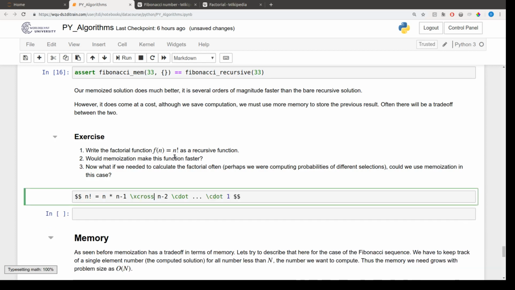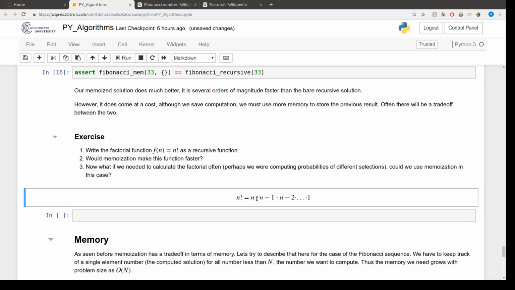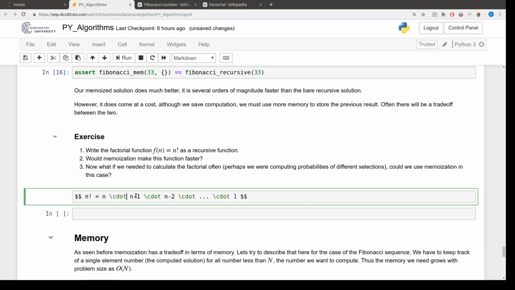Trying to remember my symbols. All right, let's just use dots. Hopefully you're familiar with this dot notation meaning multiplication. So I have n times n minus 1 times n minus 2, and so on, down to 1. Actually, if I'm just putting all of these in parentheses, I can just have it like this.